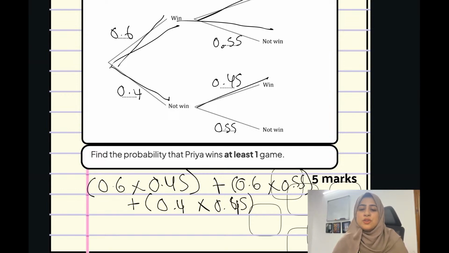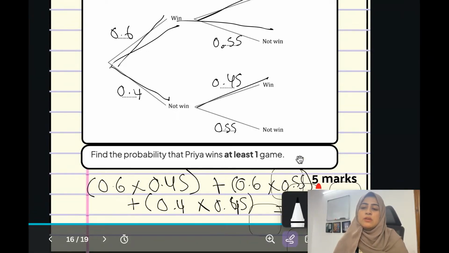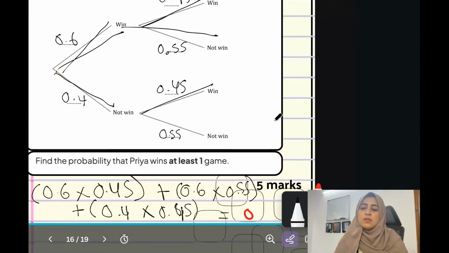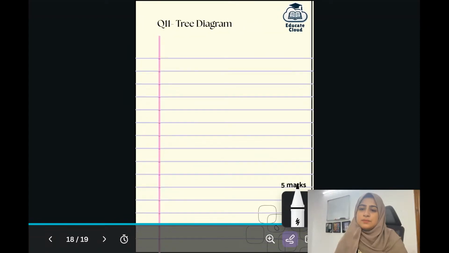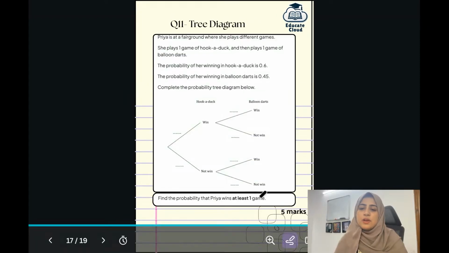So you can times each different way that you could potentially do this. So one way is if you do 0.6 times 0.45. Another way is if you do 0.6 times 0.55. And the last way is if you do 0.4 times 0.45. That is not win hook-a-duck, but win the balloon darts. So overall, the answer is 0.78. Yeah, so the answer for the last part is 0.78.